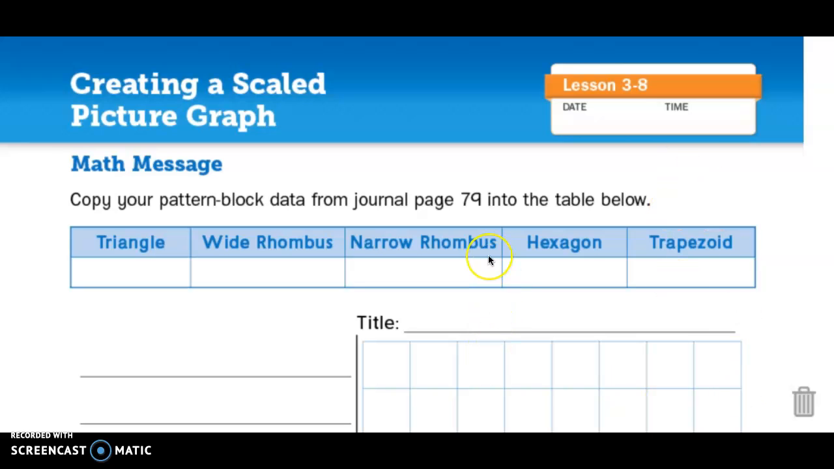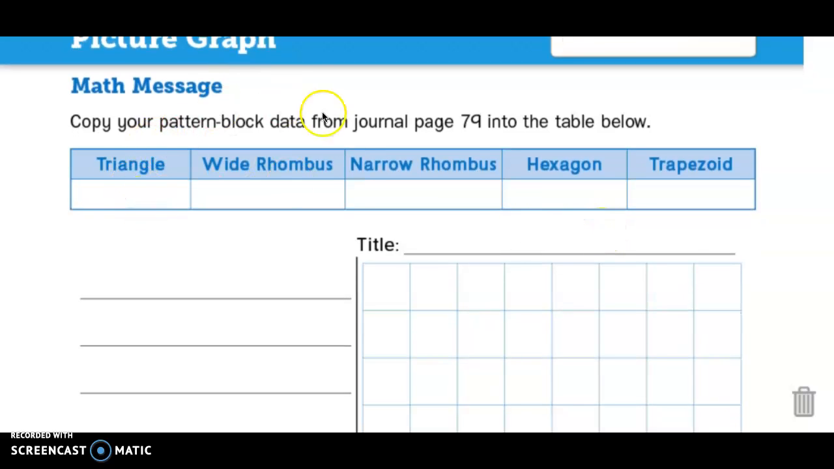Okay, for math message today, this is in journal page 81, creating a scaled picture graph. Math message. Copy your pattern block data from journal page 79 in the table below. So triangle, wide rhombus, narrow rhombus, hexagon, and trapezoid.